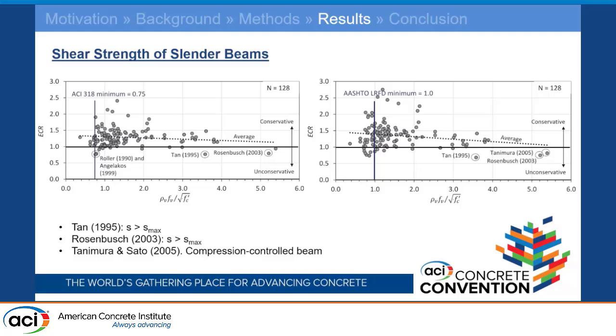We can see here from the results that the ACI limit and the AASHTO limit seem to be drawn about where the lower bound of the data trend is starting to dip down. There are a few other outliers. The beams by Tan and Rosenbusch have a stirrup spacing that would exceed the ACI maximum. And the beam by Tanimura and Sato was compression controlled. And so I would say that these are likely failing at a lower value, not because of their shear reinforcement percent, but because of these other factors. The tests by Roller and Angelikos are actually the tests that led to this code provision, the 0.75 square root F prime C.